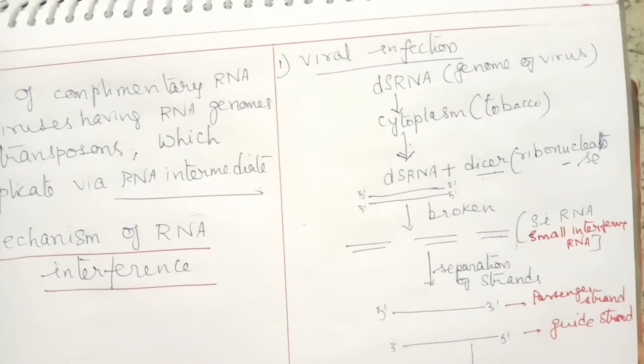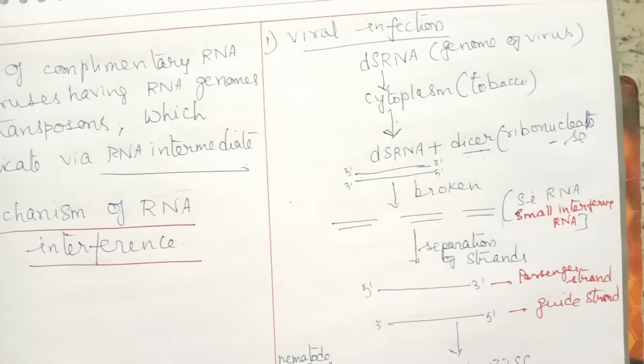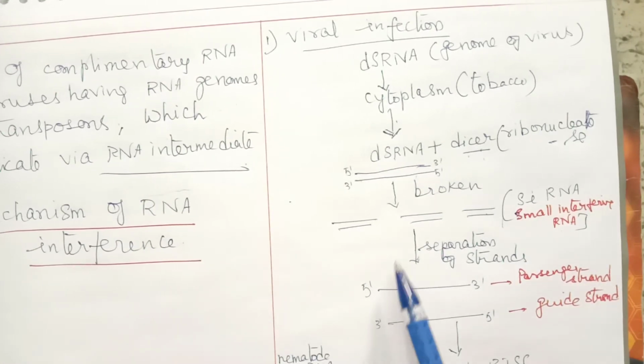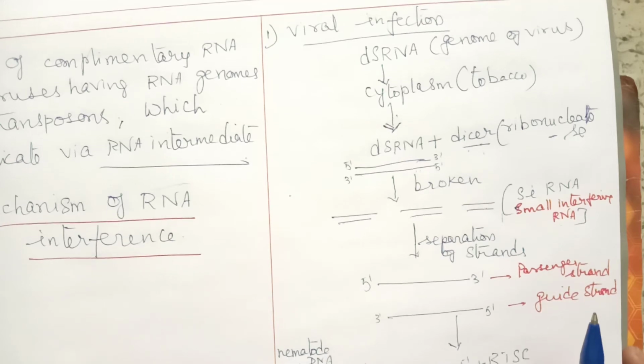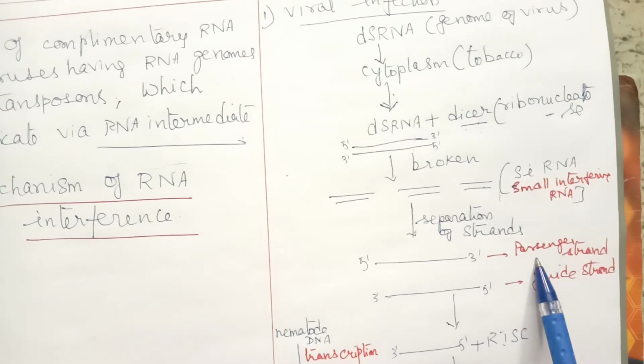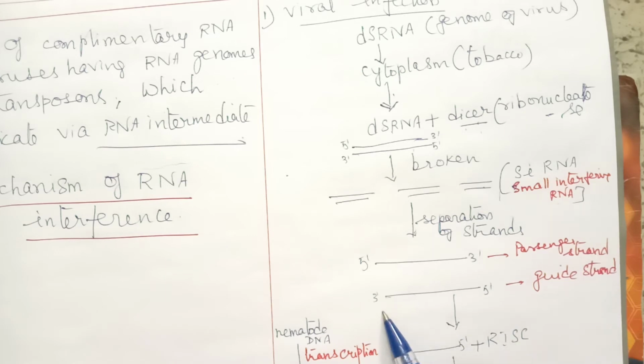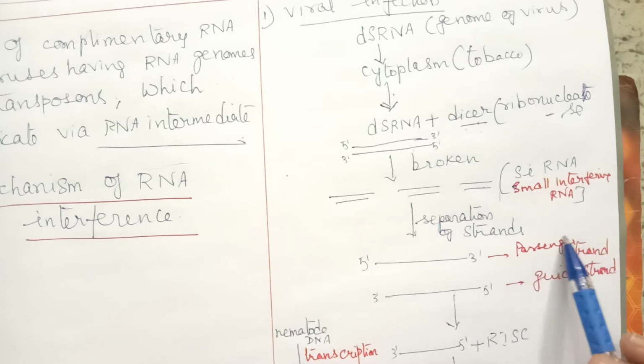Now, out of these fragments, any one or more fragments can function. So we take just one fragment. First, the two strands of this double-stranded RNA fragment will separate. The 5' to 3' strand is named the passenger strand. The 3' to 5' strand is called the guide strand. Now, the passenger strand will not take part further; it will simply degenerate. And the guide strand will further take part.